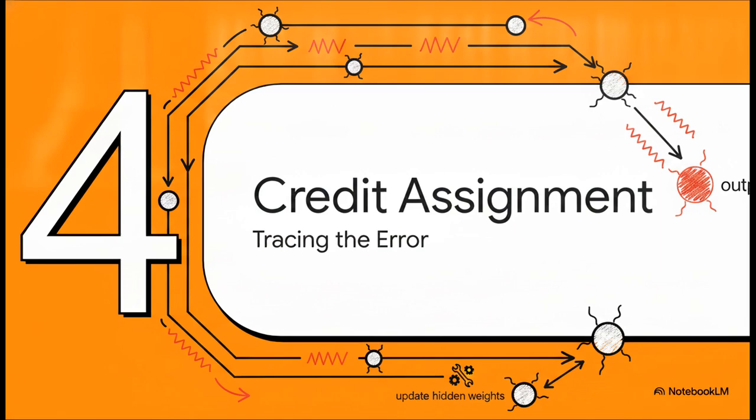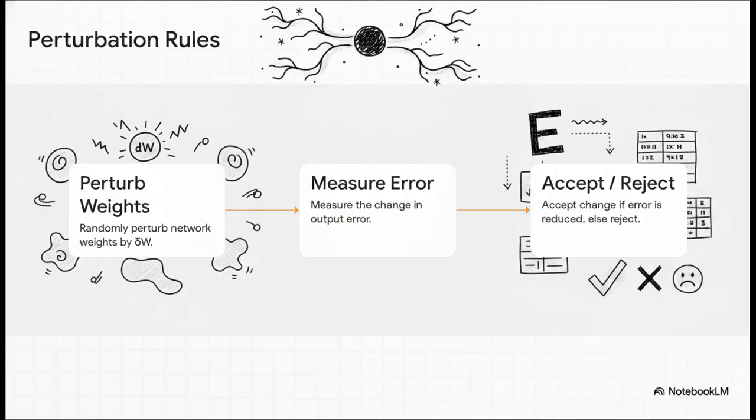Part 4. Solving spatial credit assignment. Biological neurons are essentially one-way streets. They don't do traditional continuous backpropagation. So how exactly do we calculate weight updates? One biologically plausible alternative is perturbation learning, executed in 3 precise steps.